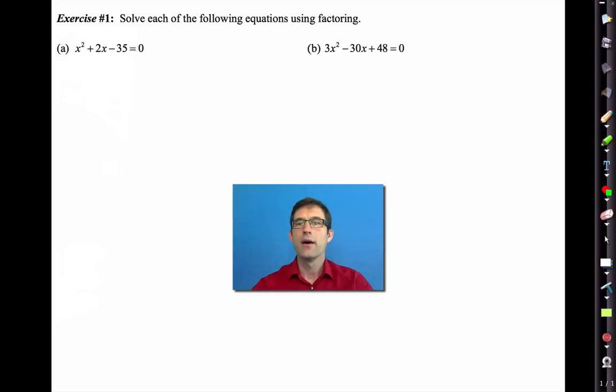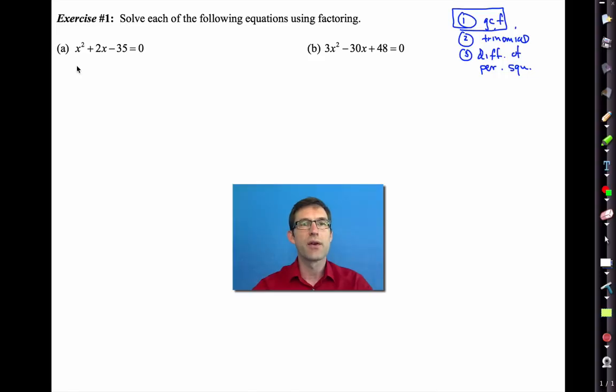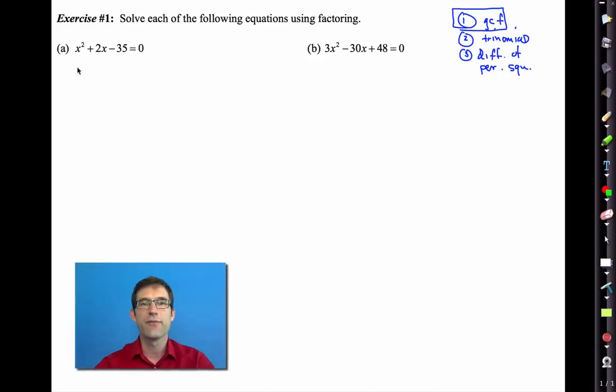Now, we've done quite a bit of work with factoring in this course already, but I always want you to have this flow chart in your head. I always want you to look for GCFs first. Then I want you to look for trinomial second and difference of perfect squares third. But always look for GCFs first. Now it should be pretty obvious that in letter A, we don't have a GCF.